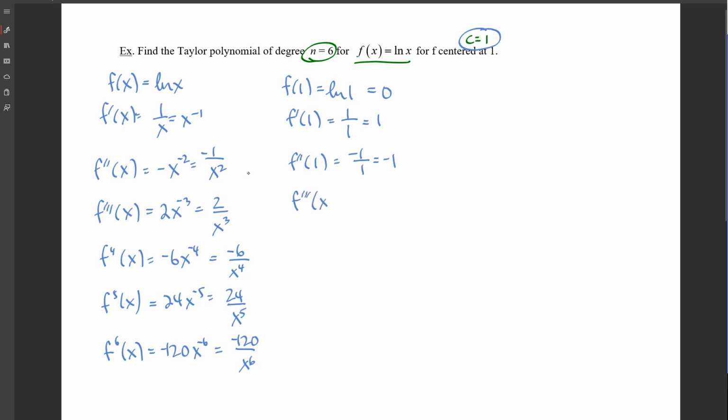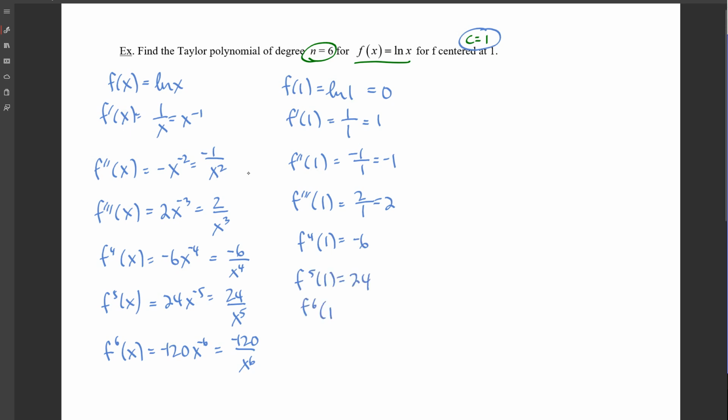F triple prime of 1 is going to be 2 over 1, which will give me 2. The fourth derivative at 1 is going to give me negative 6 over 1. The fifth derivative at 1 is going to give me 24.